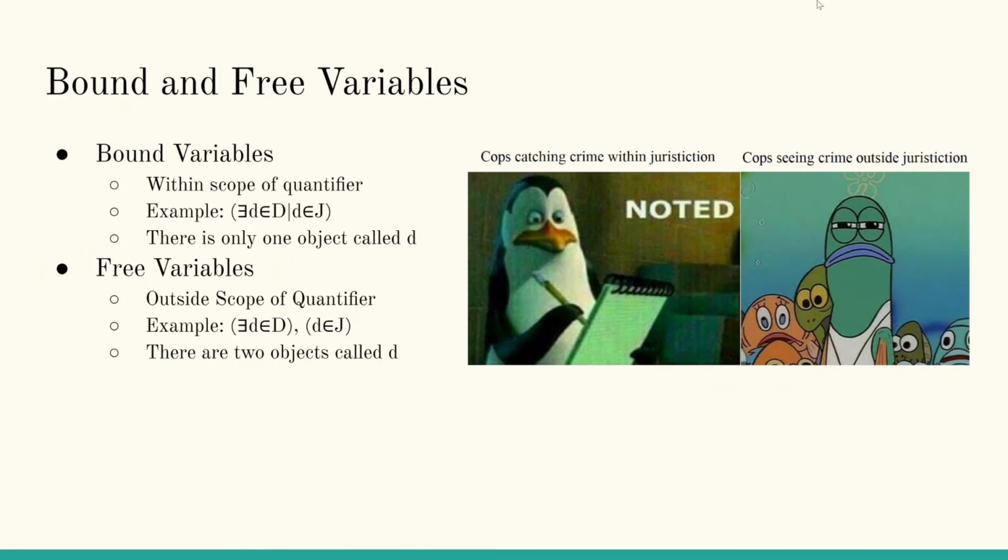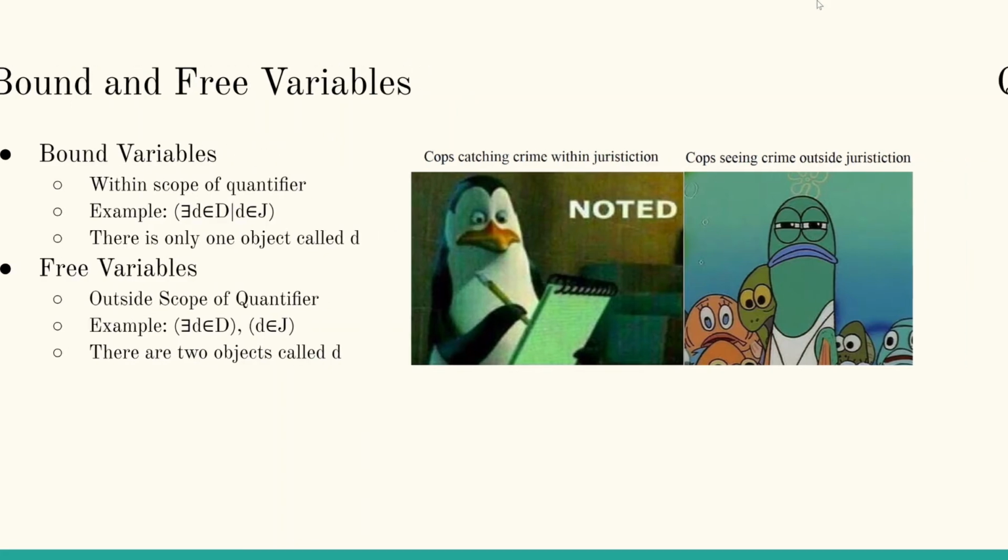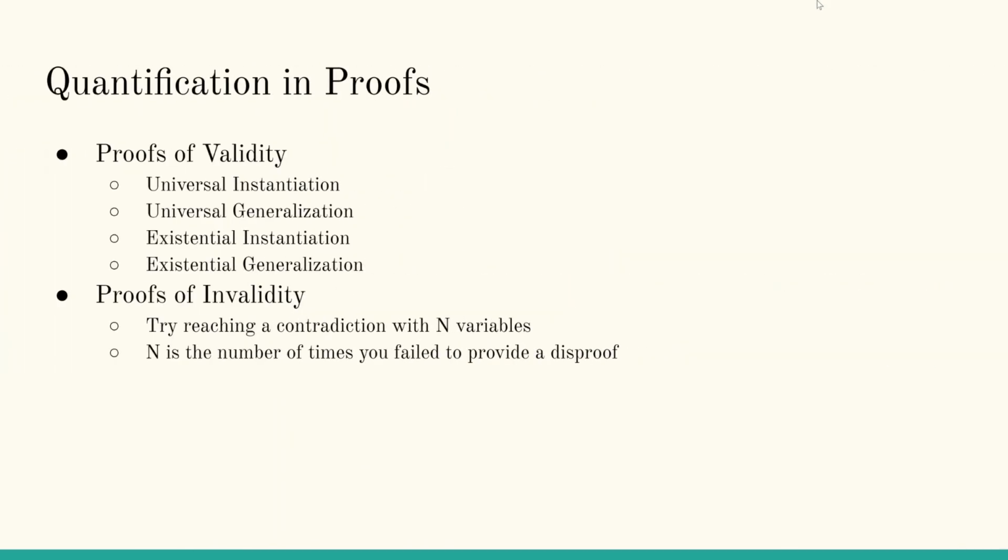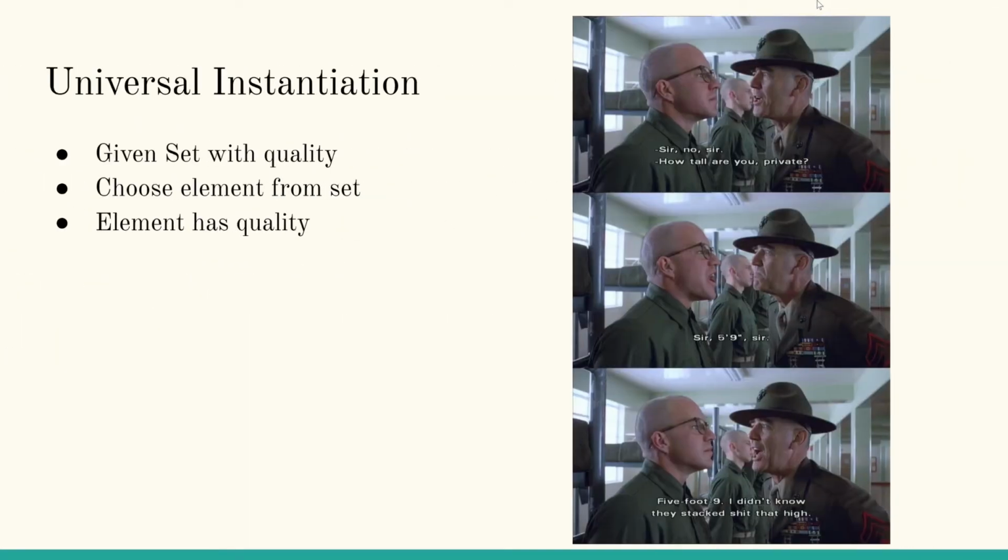Each quantifier has a scope. Variables described by the quantifier within this scope are called bound. If instead these variables were outside of the scope of the quantifier, they would be called unbound. When using quantification in proofs, there are 4 types of quantification and 1 method of disproof. Consider a set which has a quality which holds for all objects in the set. Now choose an arbitrary element from that set. Universal instantiation states that the element chosen has that quality.